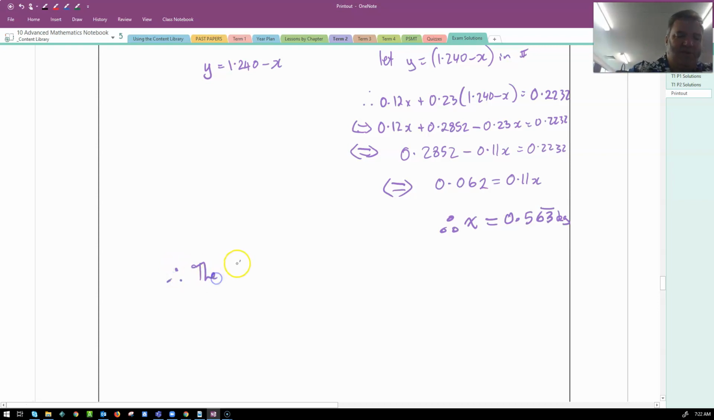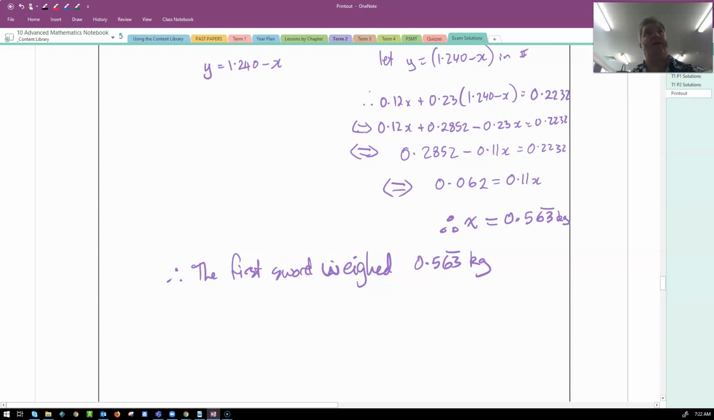The first sword weighed 0.5 and then 63 recurring kilograms, and you are done.